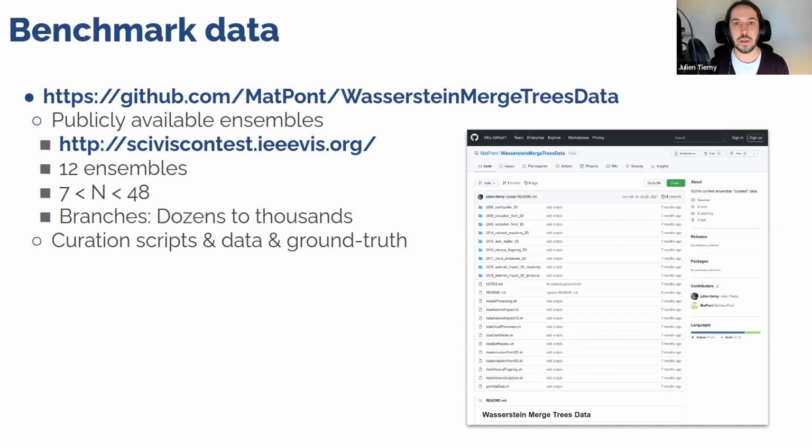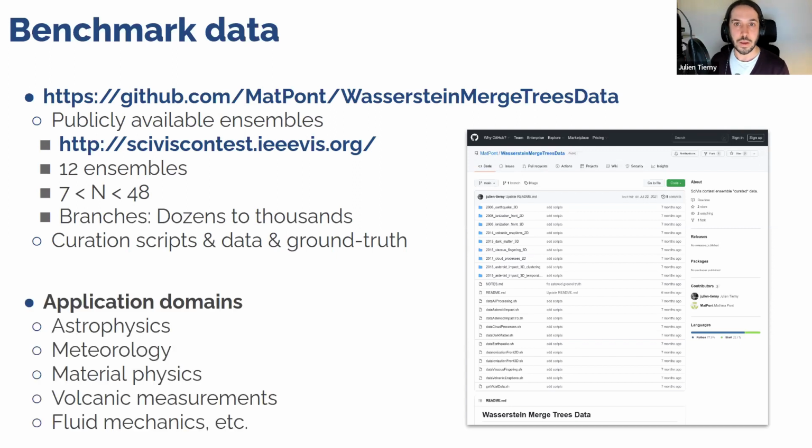by the application. And the merge trees counted between dozens to thousands of branches. All of the curation scripts to download the data, to pre-process it, and to label it with the ground truth information, all of that is available in the GitHub repository listed up there. And as you'll see next, the ensembles come from a variety of fields.